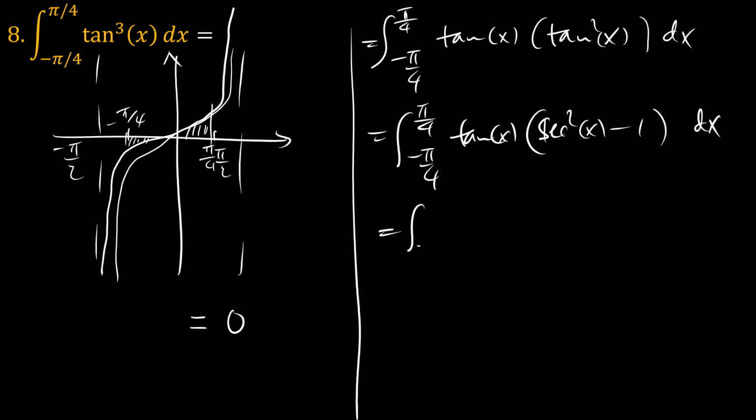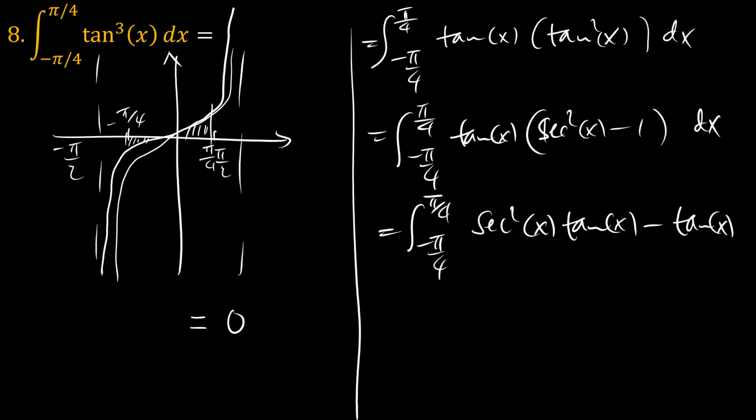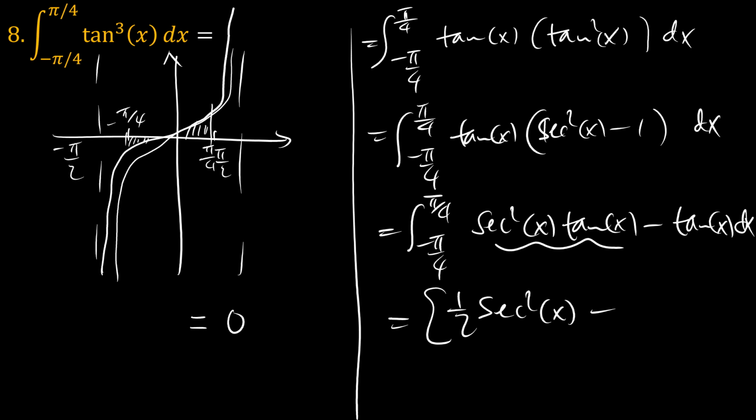So this becomes the integral from negative pi over 4 to pi over 4 of sec squared of x minus tangent of x, right? And so here we quickly find that this integrates to a half of sec squared of x minus, so this becomes positive log of cosine x, from negative pi over 4 to pi over 4.